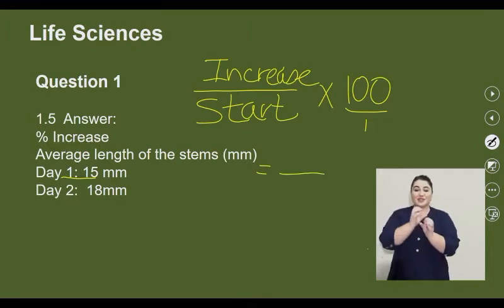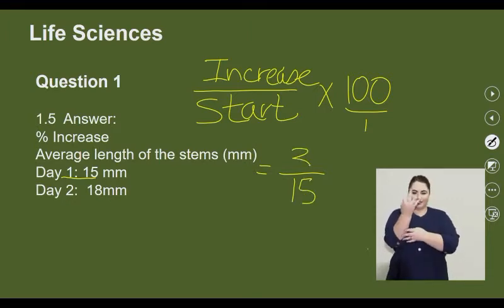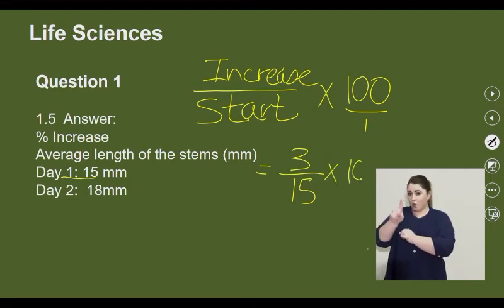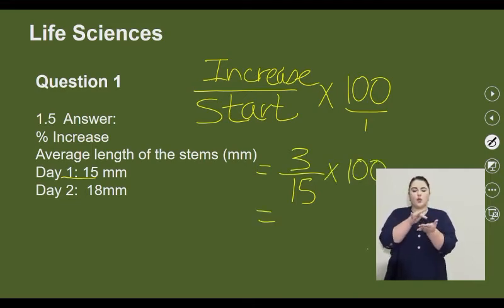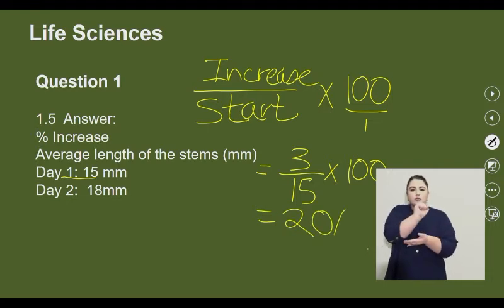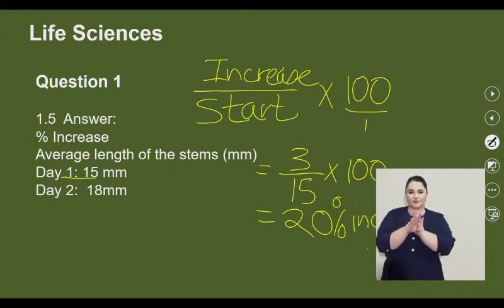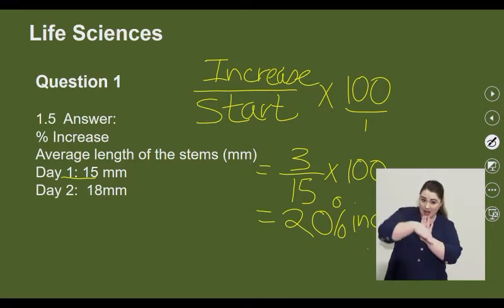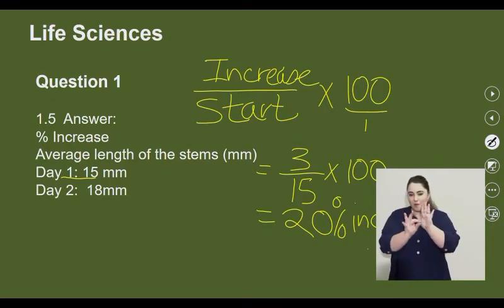So let's just put the numbers in here now. Let's substitute the numbers. So the starting point, you said, is 15. And the increase is how many millimeters? 3. Multiply always by 100 over 1 when you calculate percentage. And when you do this on your calculator, you get an answer of 20% increase. Now, when you get calculations on percentage decrease, you follow the same formula, and you just call it percentage decrease in the end, because there will still be a difference on top of the line, and then at the bottom, the starting point times 100 over 1.